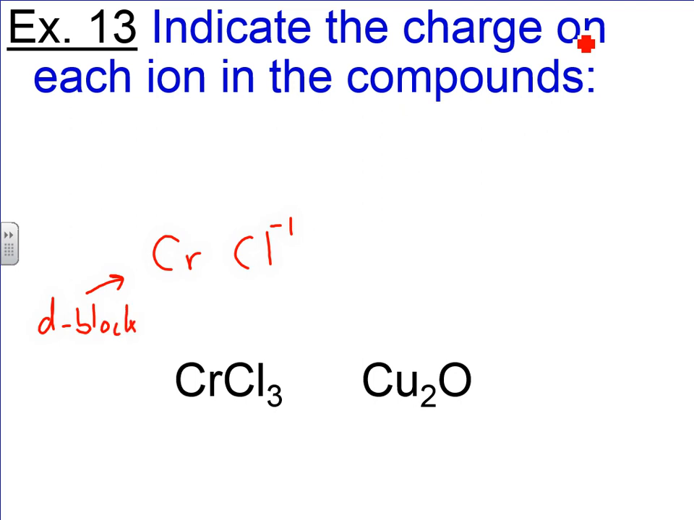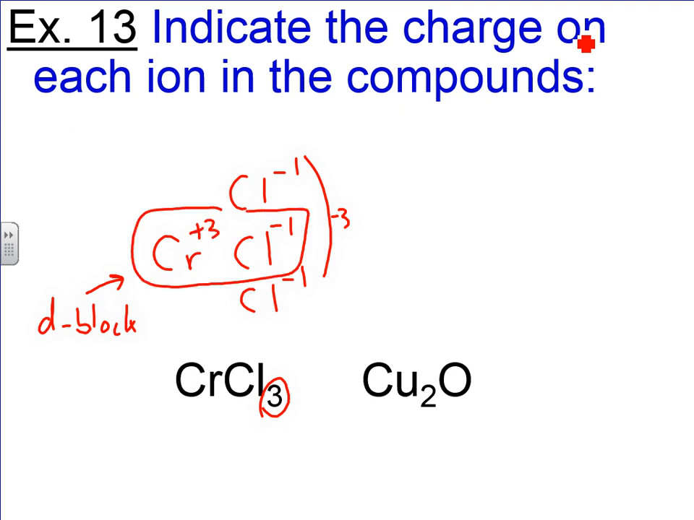What you do is you realize you have 3 chlorines. So since we have 3 chlorines and each chlorine is a -1 charge, to balance the total charge, which is -3, chromium must be a +3 charge. And that is essentially the answer. So the answer for this question is right here, +3 and -1.